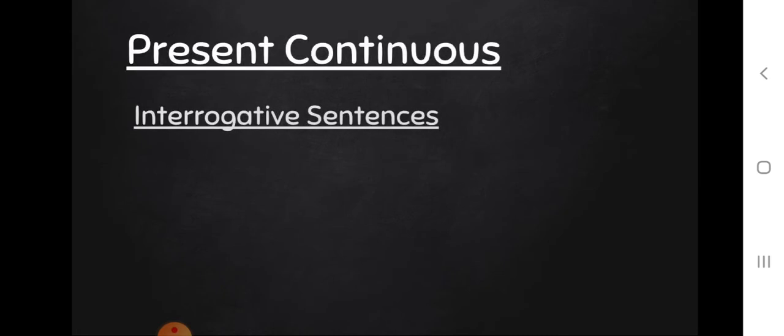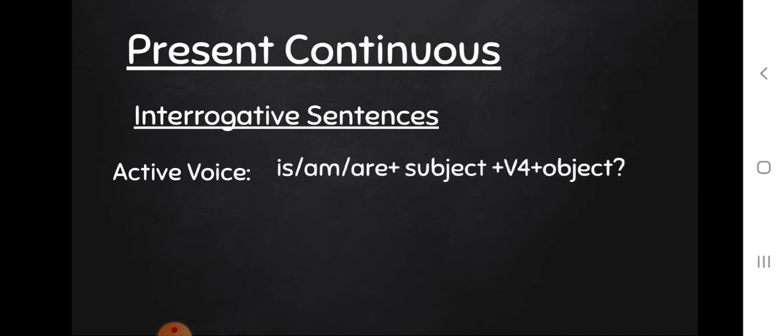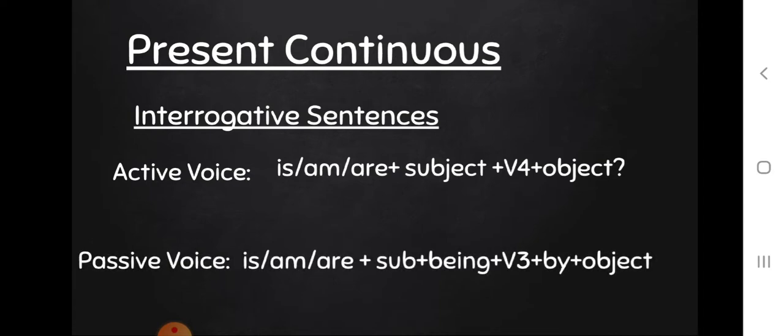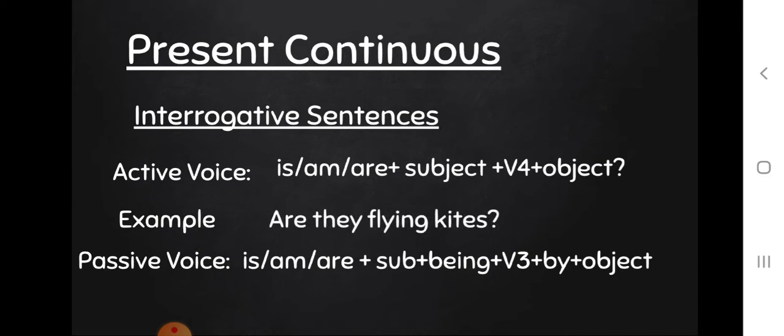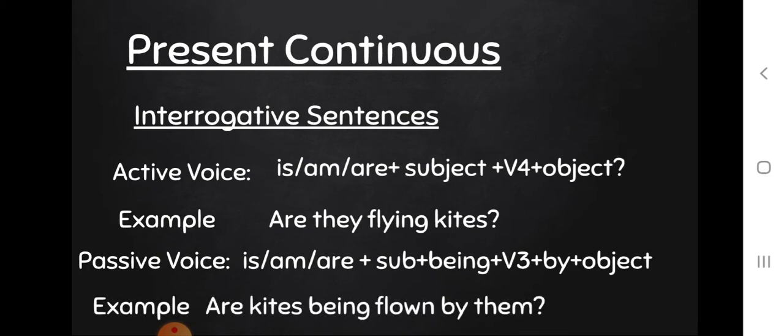Let's come to present continuous interrogative sentences. The active will be is, am, are plus subject plus V4 plus object. The passive voice will be is, am, are plus subject plus being plus V3 plus by plus object. Example, are they flying kites? The passive will be are kites being flown by them.